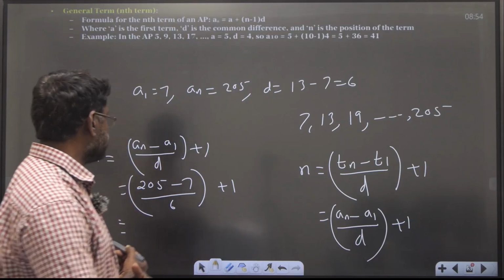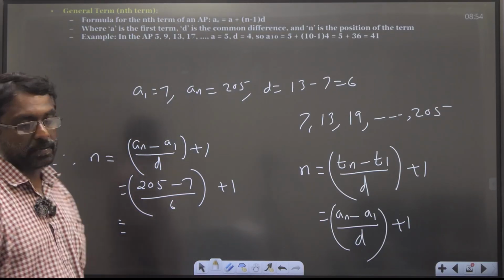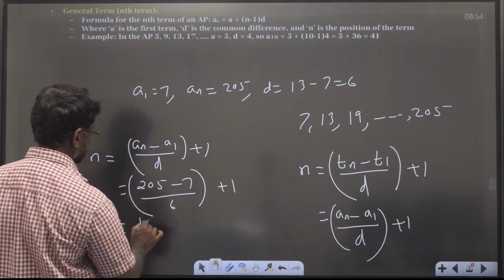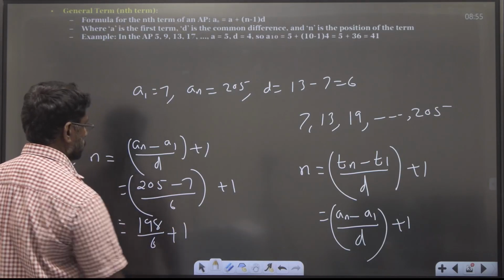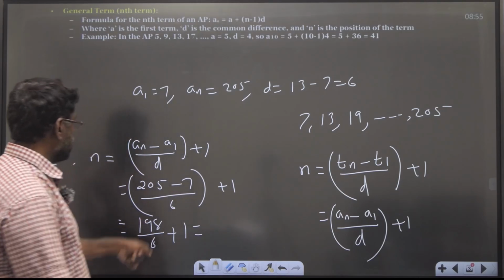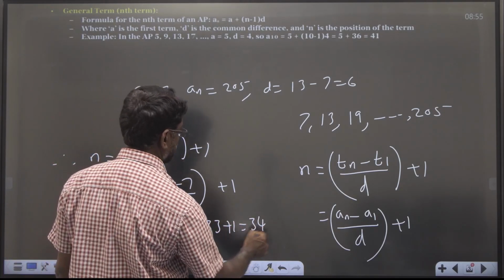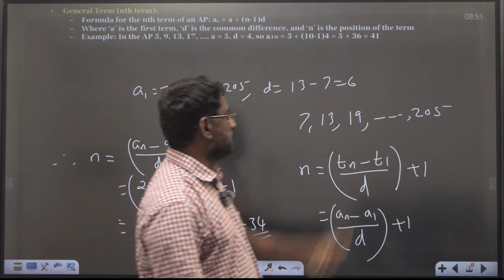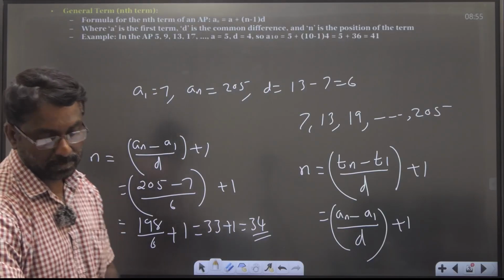That is equal to 205 minus 7, that is equal to 198. So 198 by 6 plus 1. 198 by 6 is 33. 33 plus 1 is equal to 34. So number of terms is equal to 34. The number of terms in this arithmetic progression is 34. 34 is the answer.